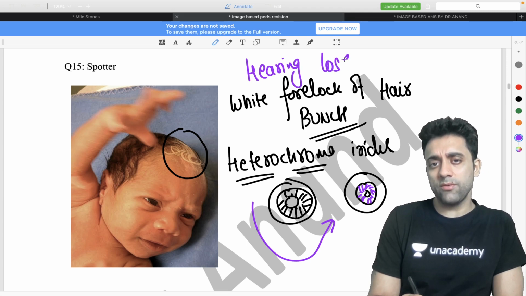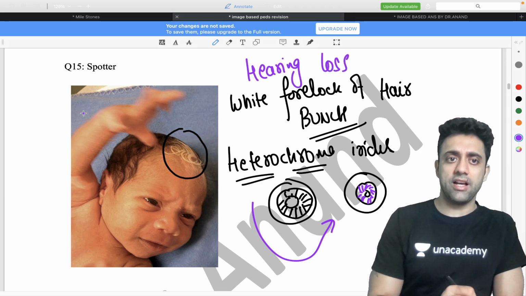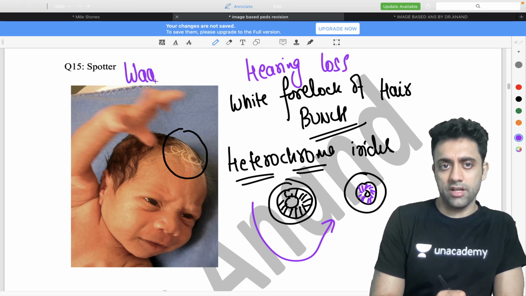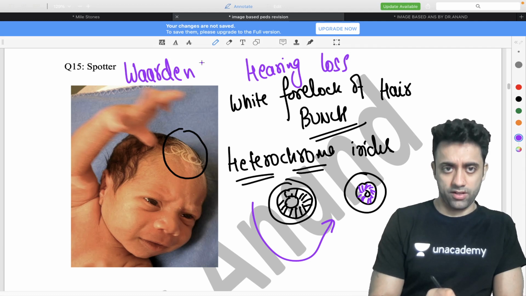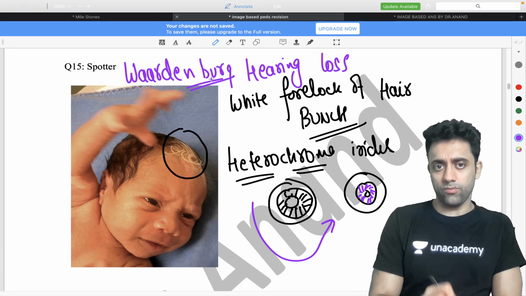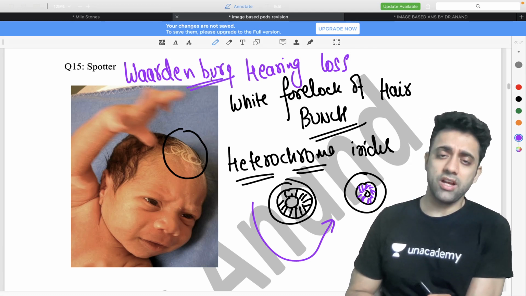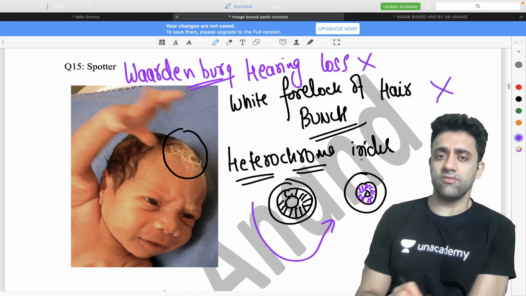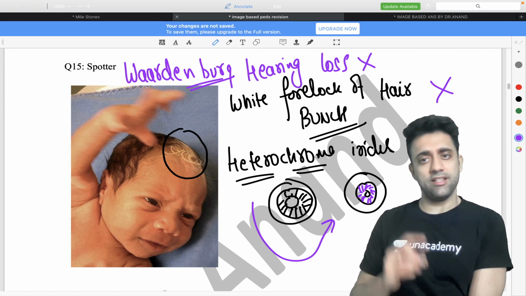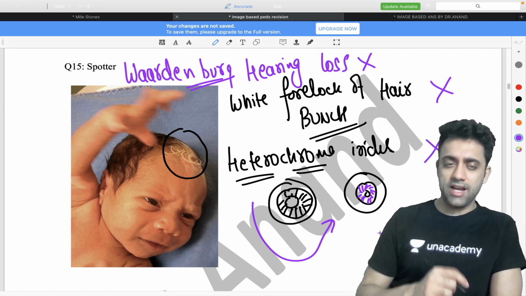So what is the triad? This is the triad of which syndrome? The answer is our hostel ka warden. Remember, our hostel warden, known as Waardenburg syndrome. Hostel ka warden, how is he? He cannot hear anything. He has this white bunch of hairs, and he has the change in the color of the iris.